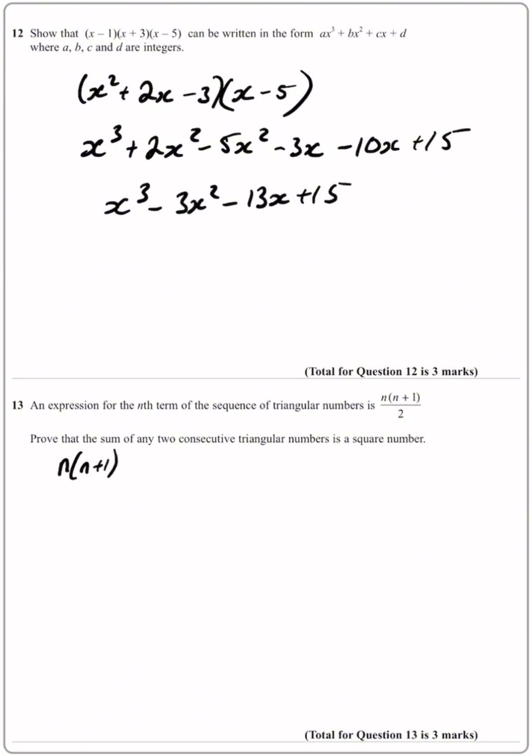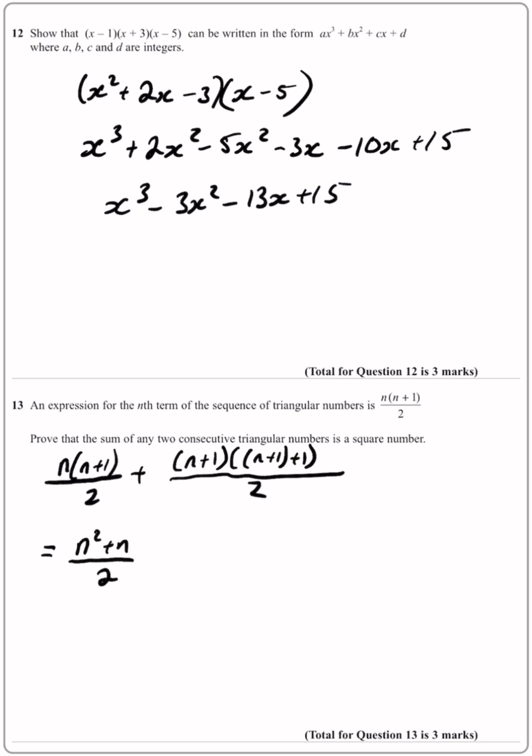Right, for 13, consecutive terms of the triangular numbers. So the first one, n plus 1 over 2, that's my first number. Now if I increase n by 1, I can replace n with n plus 1, and I can replace the n in the bracket with n plus 1 as well. We get n plus 1 lots of n plus 1 plus 1 all over 2. All I've done is replace n with n plus 1 for the next term.